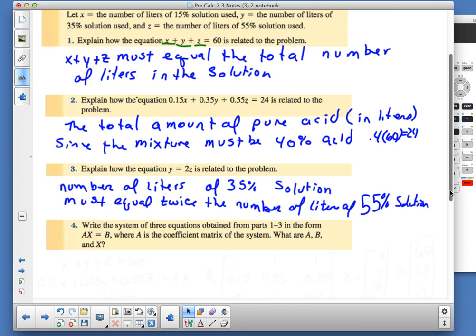Now, write the system of 3 equations obtained from parts 1, 2, and 3 in the form of AX equals B, where A is the coefficient matrix of the system. What are A and B and X? And now this is for you. This is yours to solve. You have the 3 relationships, you have a square matrix, and you have the X matrix and the B matrix information. Go for it.